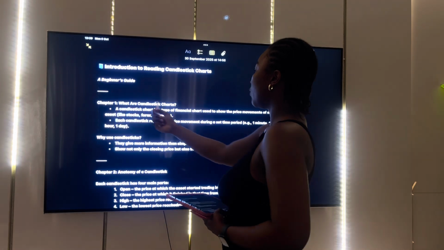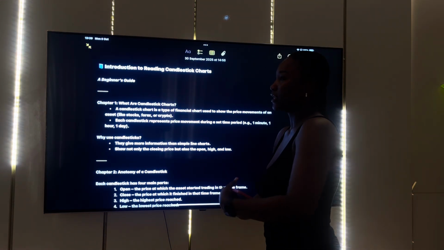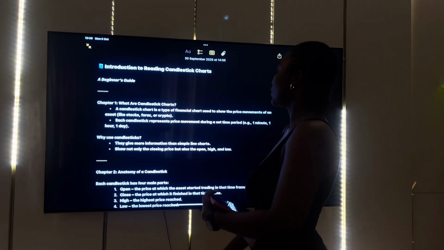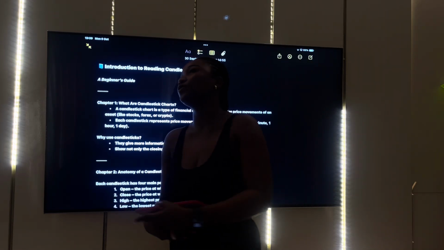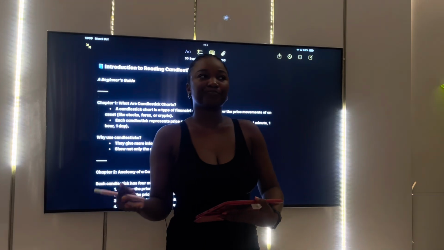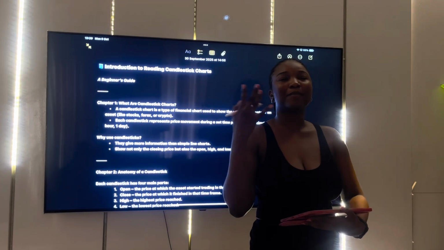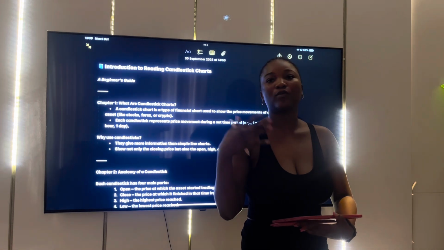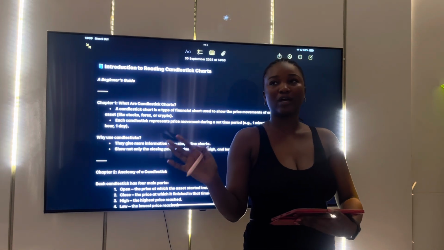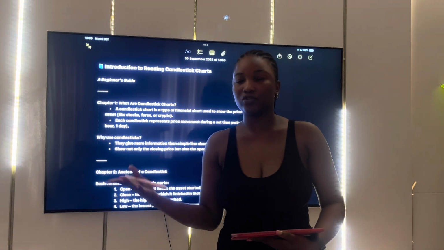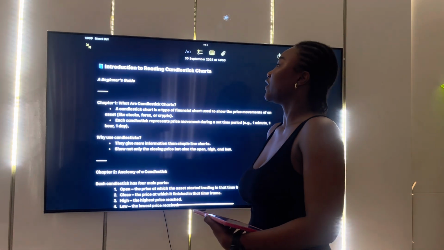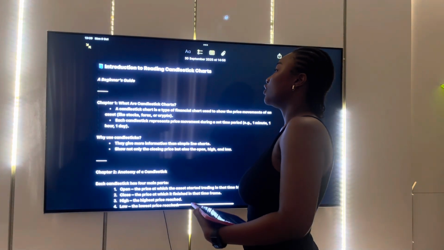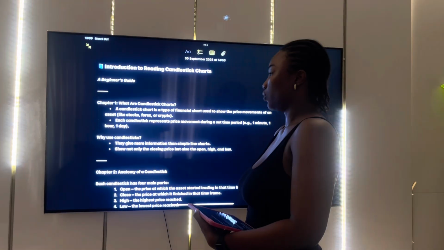Now, chapter 1. What are candlestick charts? A candlestick chart is a type of financial chart used to show the price movement of an asset like stock, forex, or crypto. There are different ways that prices can be represented on a chart, but candlestick is one of those ways. Like back in school, you should know about bar charts, pie charts, line charts. But in trading, we mostly use candlesticks to show price movement on the charts.